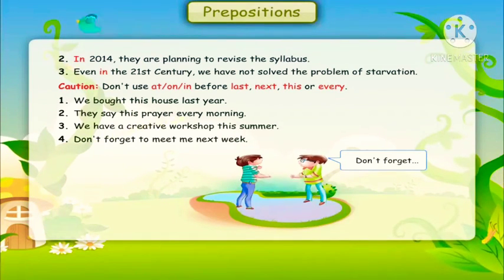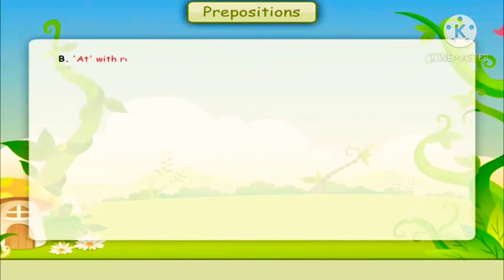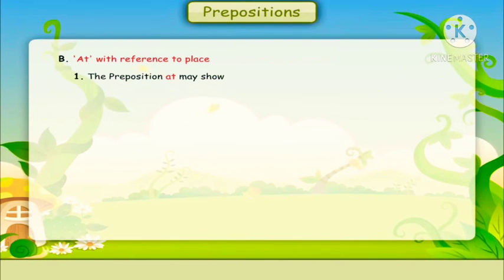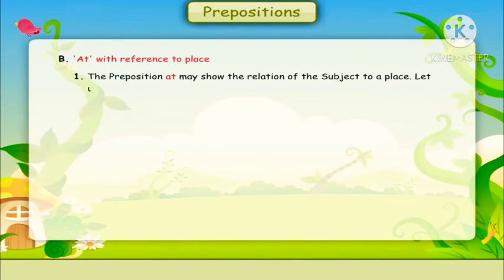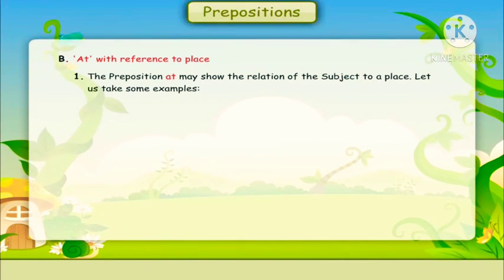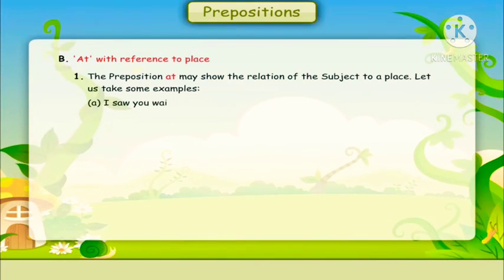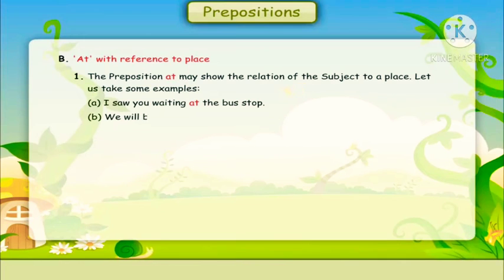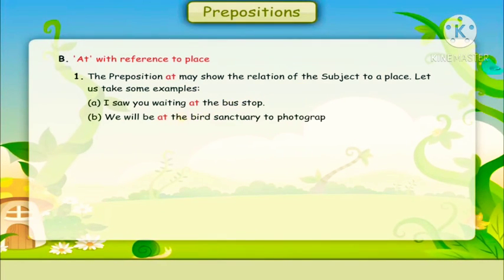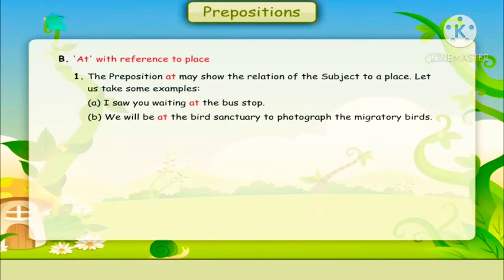Don't forget at with reference to place. The preposition at may show the relation of the subject to a place. Let us take some examples. I saw you waiting at the bus stop. We will be at the bird sanctuary to photograph the migratory birds.